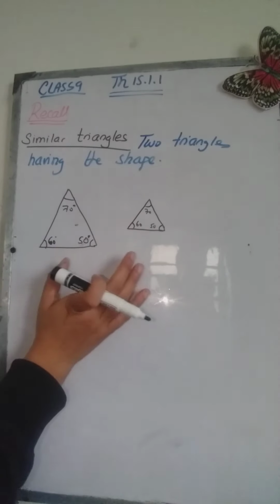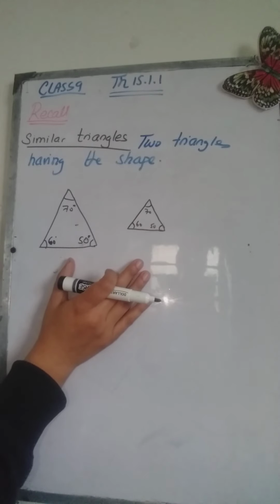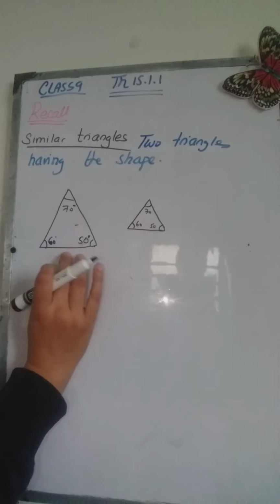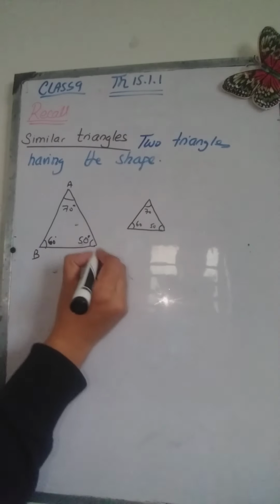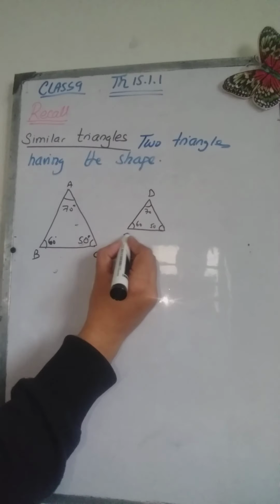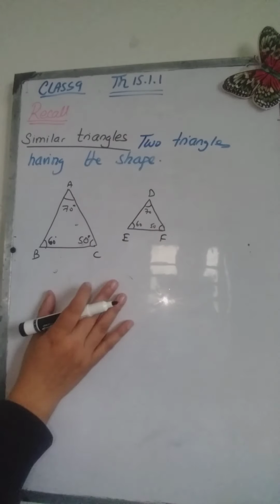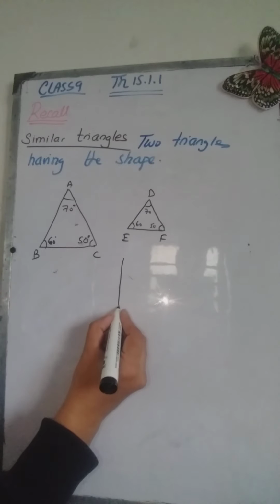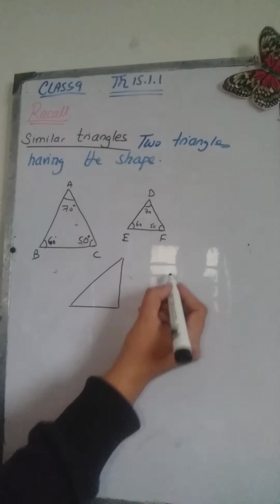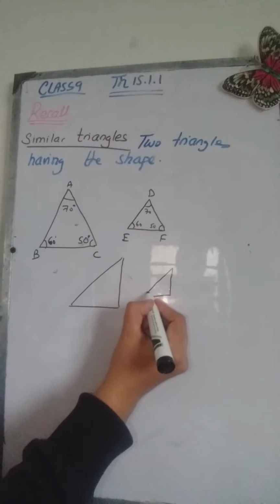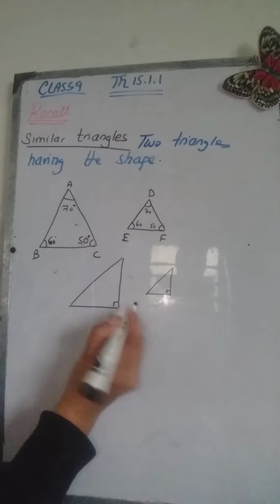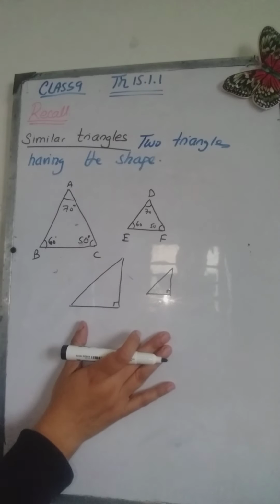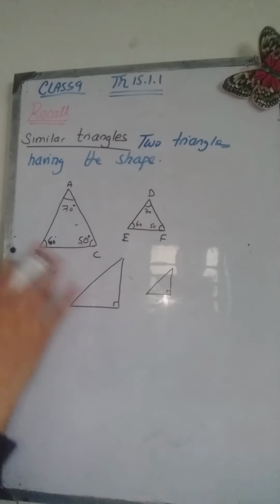So if we want to prove whether two triangles are similar or not, we just need to prove that their corresponding angles are the same. If the corresponding angles are the same, then they will be similar to each other, they will have the same shape. For example, if I draw two right triangles, they may not have the same size, but all right triangles have the same shape, so all right triangles are similar to one another. So this is what we mean by similar triangles.